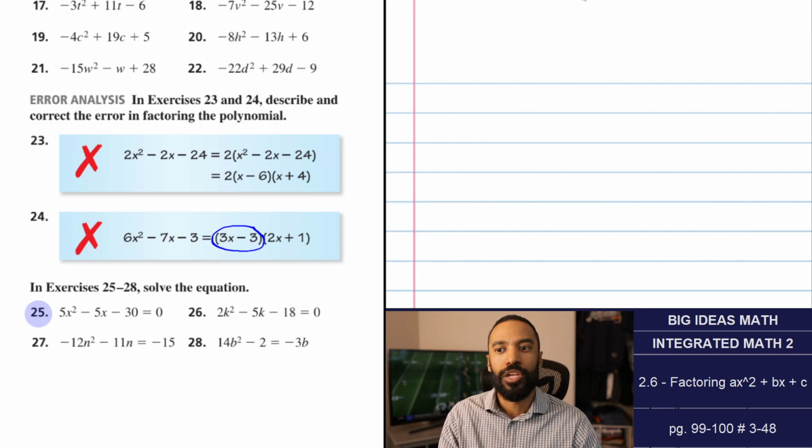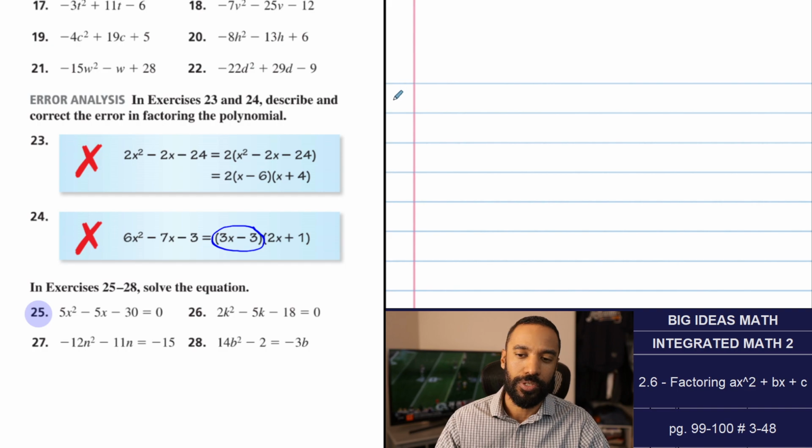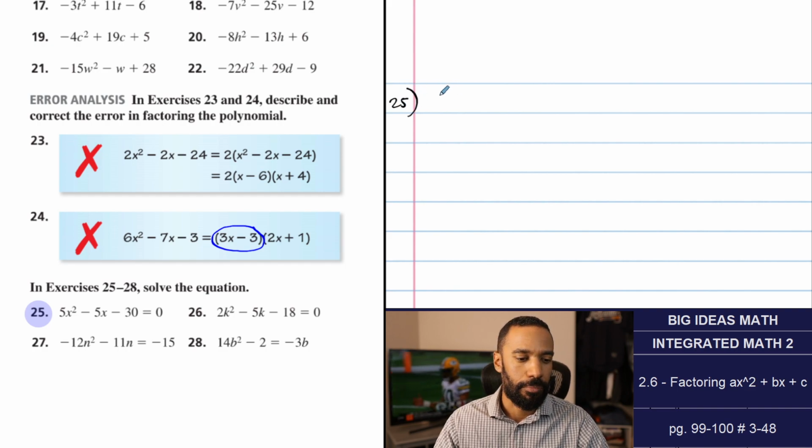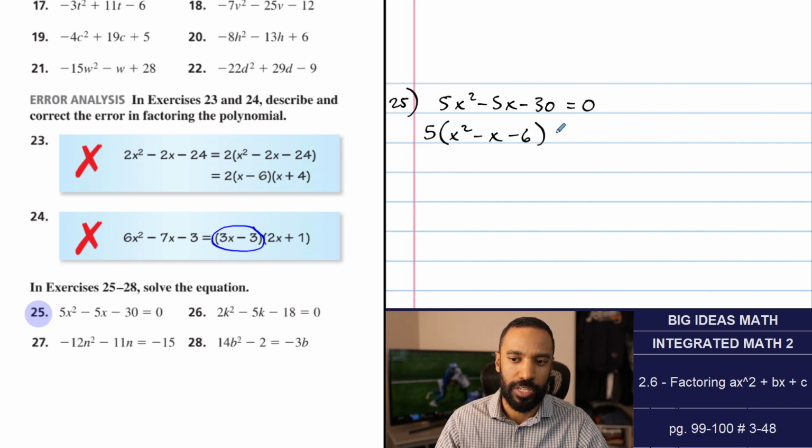Let's look at 25 to 28, where we solve the equation. This is where you set it equal to 0, you factor, and you solve using the zero product property. So here we have 5x squared minus 5x minus 30 equals 0. There's a GCF of 5, which I wonderfully factor out. You have x squared minus x minus 6 equals 0. I think we factored this before. That's minus 3 and plus 2.